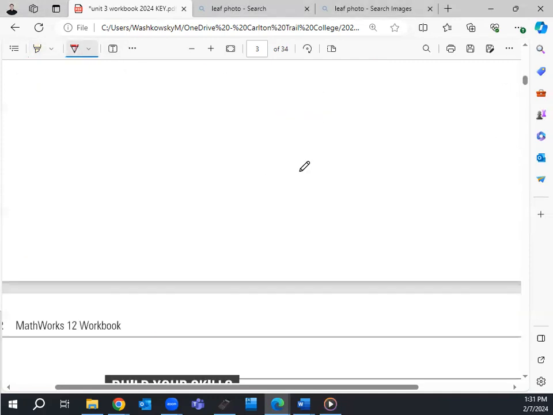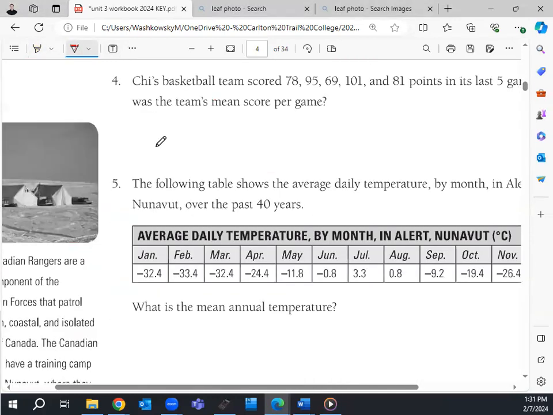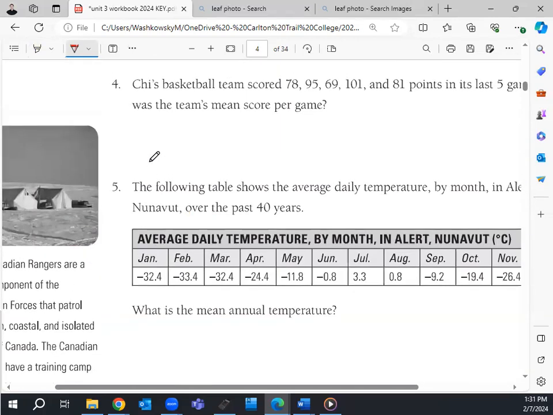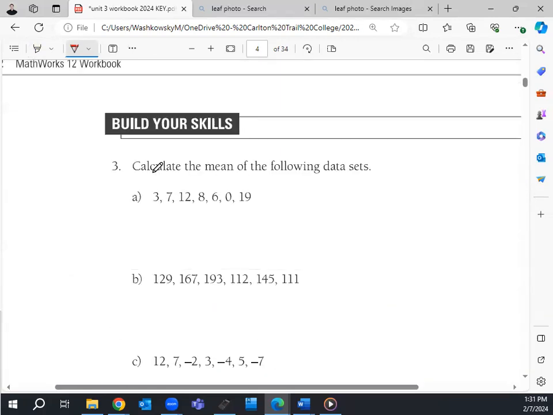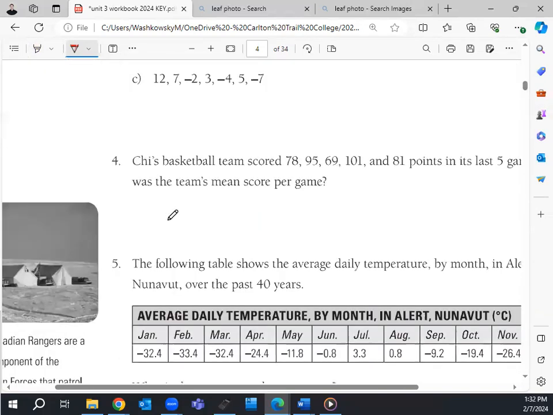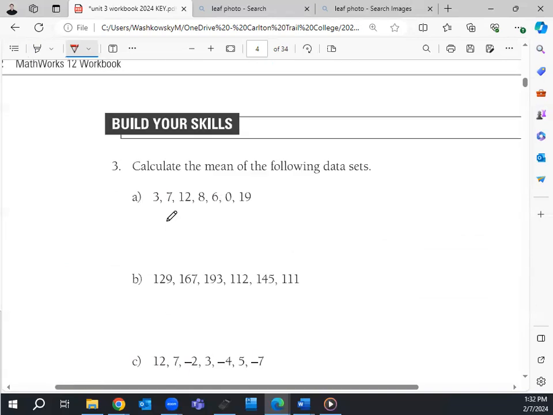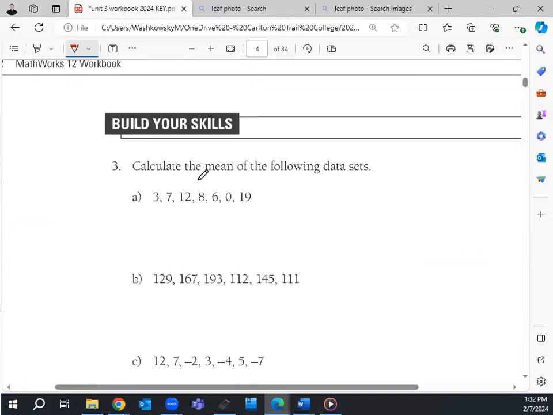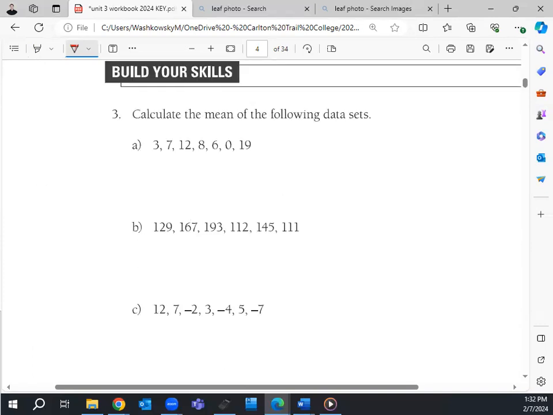So I'm gonna give you guys about 6 minutes. Try out question 3, 4, and 5. I might give you a little bit more, maybe 5 minutes. Try question 3, 4, 5 here on the next page. Give you about 5 minutes for that.